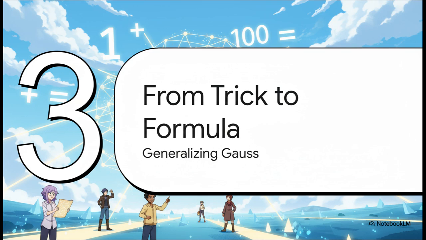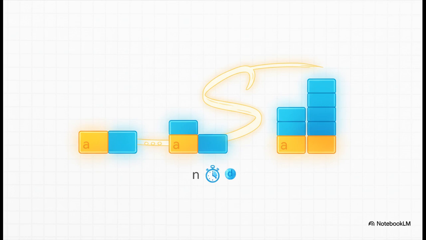Okay, so that was a super cool trick, right? But it's actually way more than just a trick. The real power here is that we can take this exact same idea and build a universal formula that works for any arithmetic progression. So let's do that right now. So let's imagine any AP. We use A for our first term, D for the common difference between terms, and N for the total number of terms we want to add up.